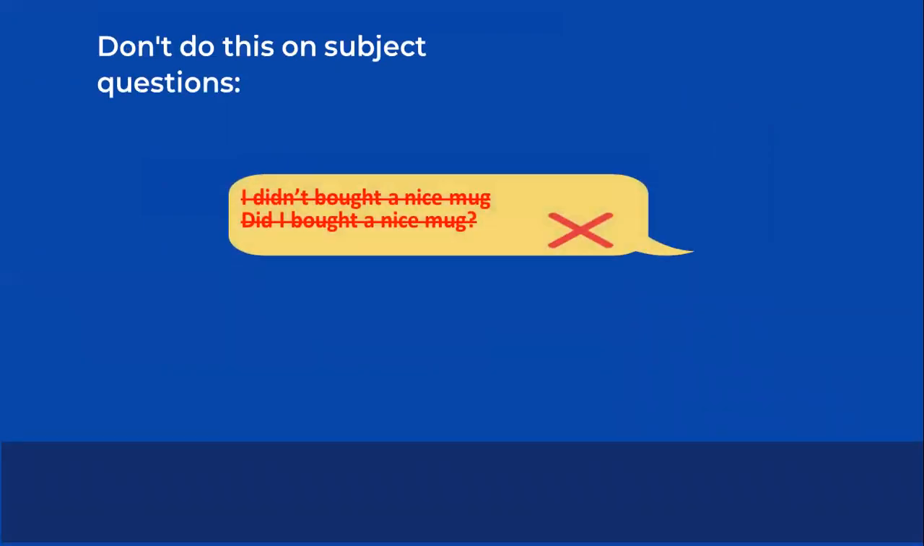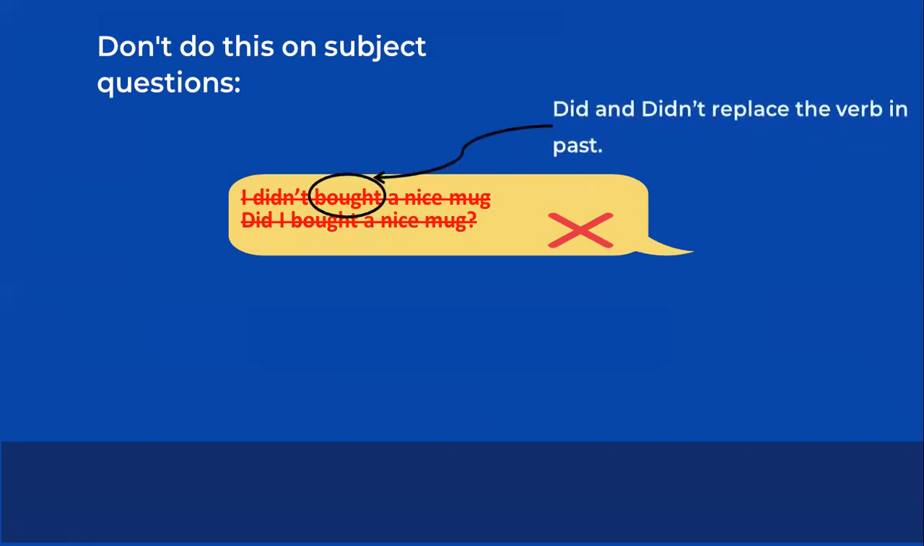Don't do this on subject questions. I didn't buy a nice mug. Did I buy a nice mug? No, those ones are negative. They are wrong. They are not correct. Take a look at this.